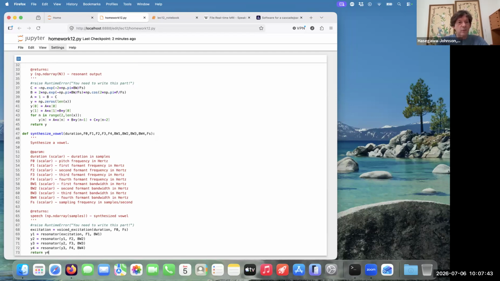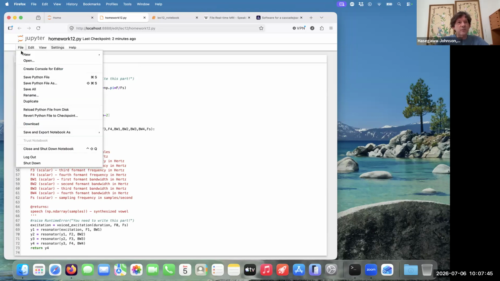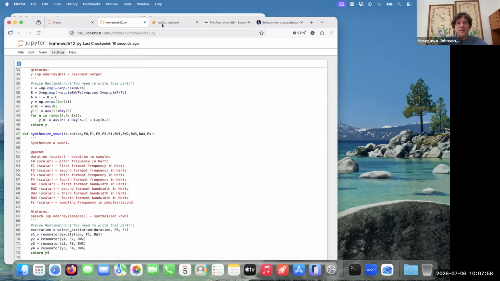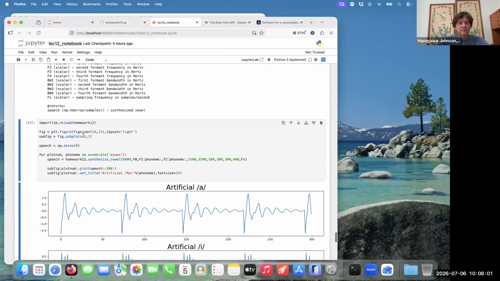Y4 is the output of the final resonator, so Y4 should have the speech in it. We've passed the excitation in and got Y1, passed Y1 in and got Y2, passed Y2 in and got Y3, passed Y3 in and got Y4. So let's try that and see if that works.